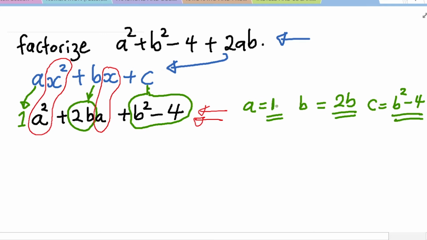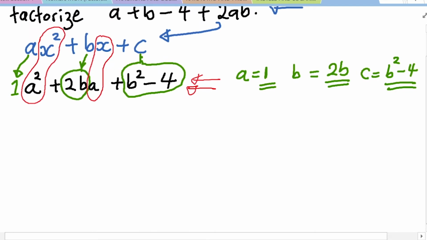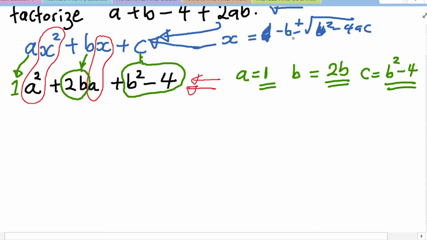So after identifying my values of a, b, and c, I'm going to substitute those expressions in. Since we are looking for the value of x, which here is the a, when we are calculating this quadratic expression, my value of x is going to be given by minus b plus or minus the square root of b squared minus 4ac over 2a. You know that formula, right? So it's what I'm going to use here.